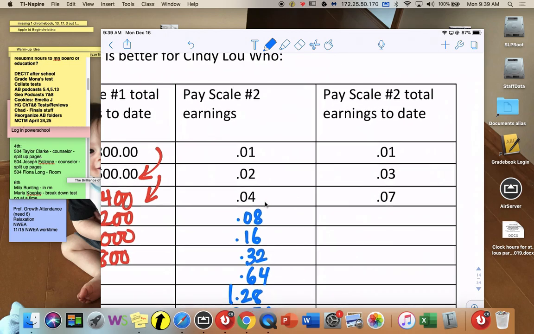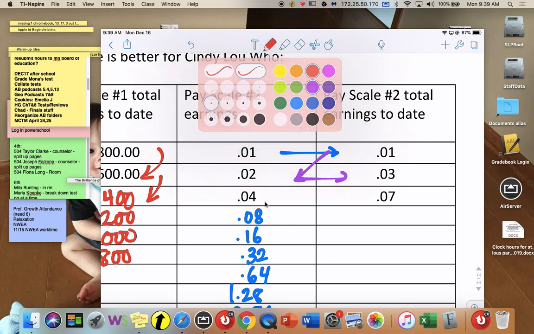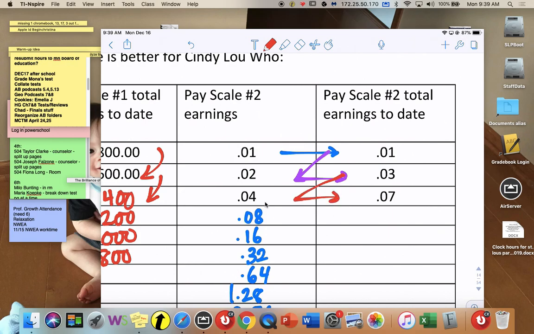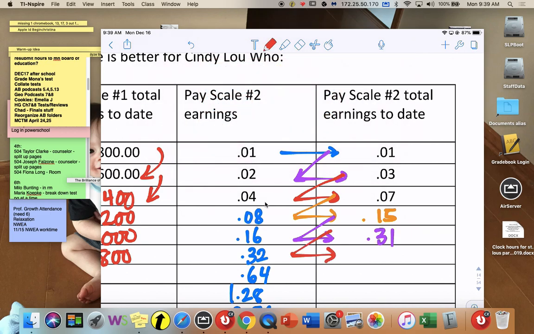But in the last column, it's total earnings to date. So you're going to add the previous column. So here we have 1 penny. Then we're going to add 1 penny plus 2 pennies to get 3. Then you're going to add 3 pennies plus 4 pennies to get 7. Then you're going to add 7 pennies plus 8 pennies to get 15 pennies. Then 15 pennies plus 16 pennies to get 31 pennies. Then 31 pennies plus 32 to get 63, and so on.